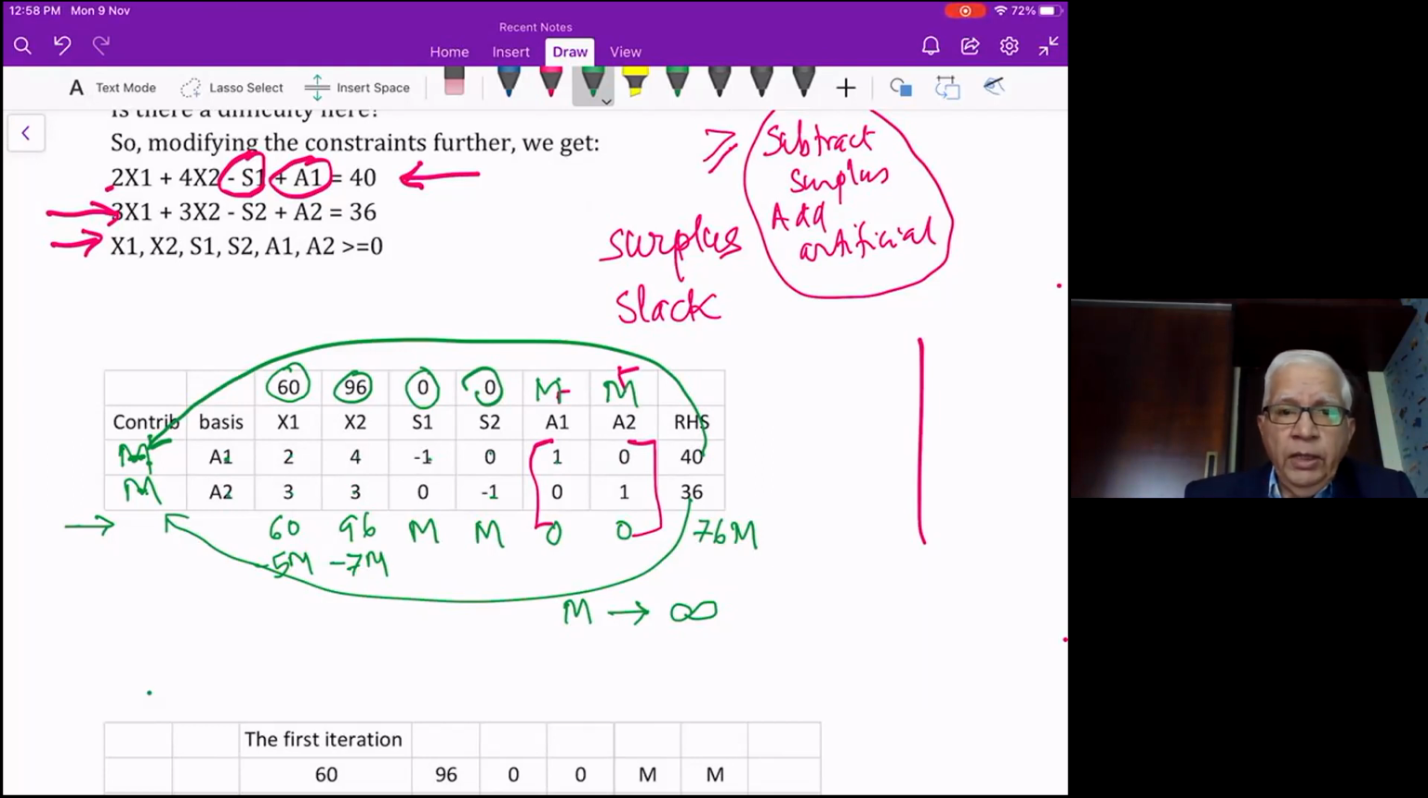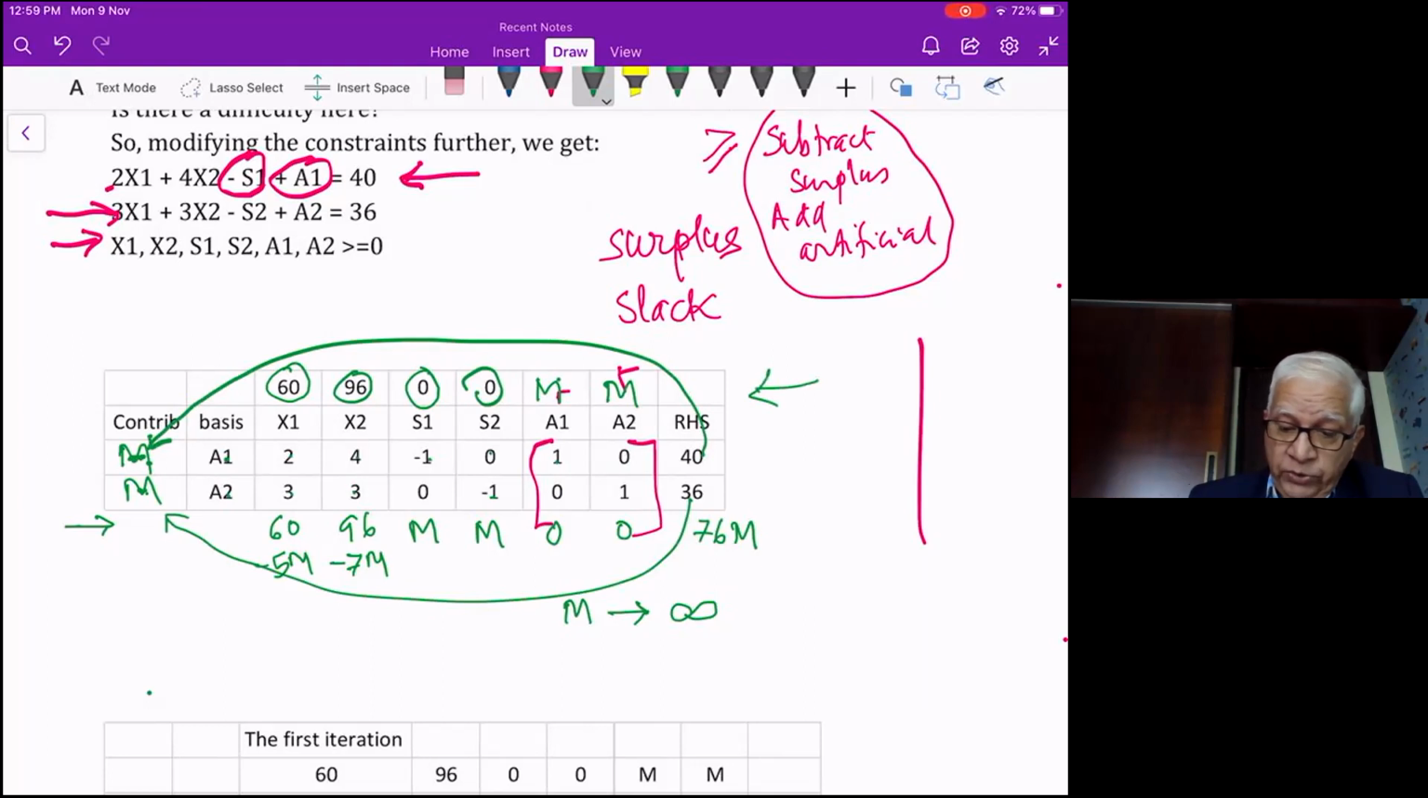Fine. Now let's go to the table. This is the table which I have created. Now, there is one difference between maximization and minimization. In case of maximization, we picked up the highest positive value from the index row. Now, in case of minimization, similarly, we'll pick up the highest negative value from the index row.